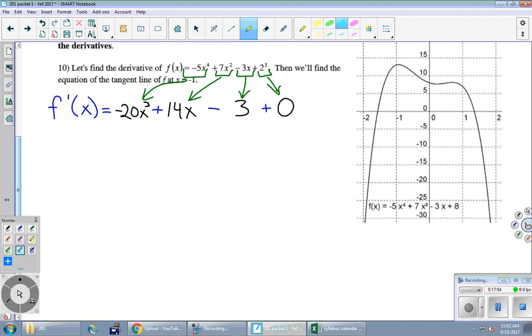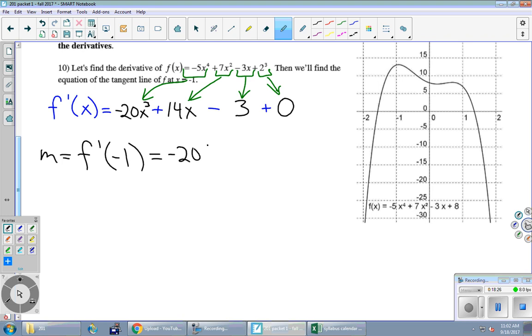It says find the equation of the tangent line at x equals negative 1. Okay, so to find the equation of any line, for sure I need its slope. And so the slope is the derivative, right? The derivative is the slope of the tangent line. But up above, we calculated the derivative for a generic x. Now I want the derivative at a particular x. What x? Negative 1, because that's what is given, okay? So now we plug negative 1 into the derivative, and we get a numerical answer.